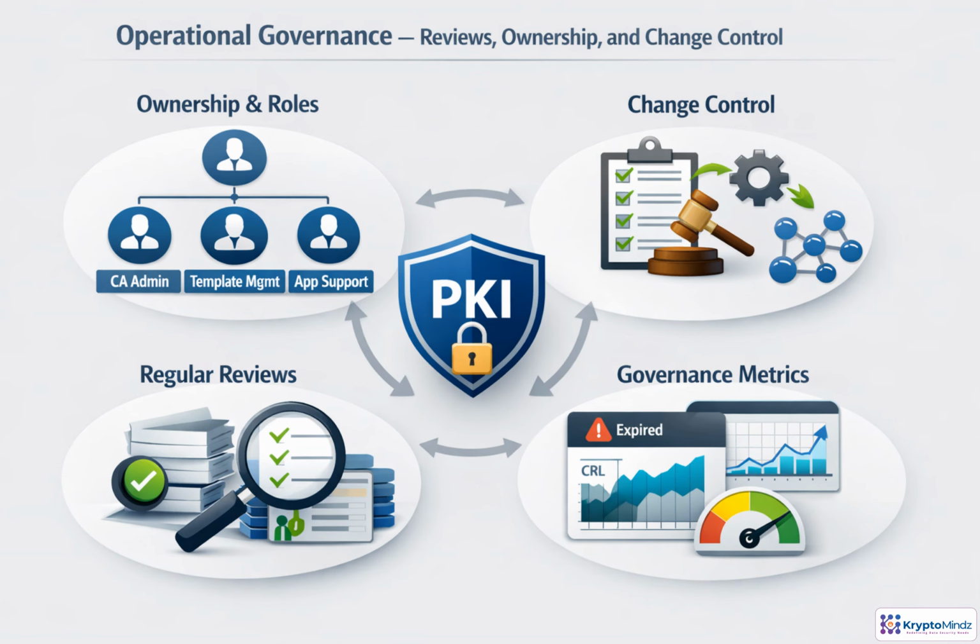Operational governance turns PKI from a series of one-off fixes into a predictable service. Start by assigning named owners for the CA, templates, monitoring, backups, and key applications, so nothing is everyone's job. Then require that any change follows a defined path: request, risk review, approval, implementation, and monitoring. Regular reviews and simple metrics, like expired certificates and CRL health, show when the system is drifting and needs correction.